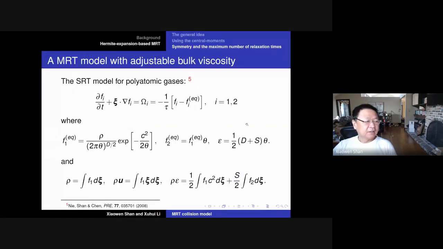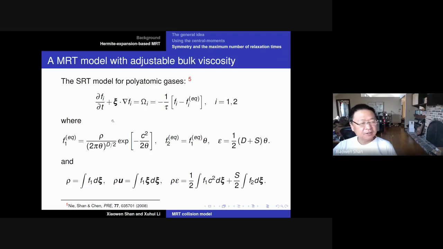But for an LPGK model for a monatomic gas, due to the conservation of translational kinetic energy, you don't have a trace. Your pressure tensor is traceless from the beginning, so you don't even have the third part. To show the effectiveness of this decomposition, we have to go to a model with a trace. So we go to the SRT model for a polyatomic gas, and this one was published in 2008.